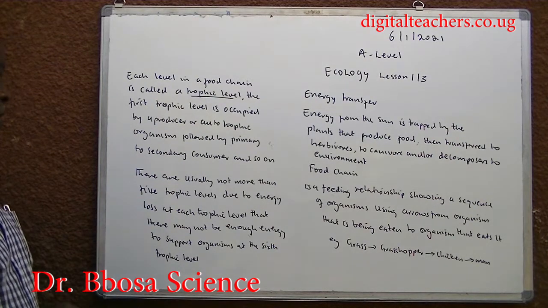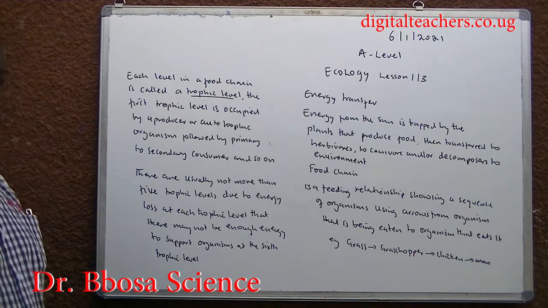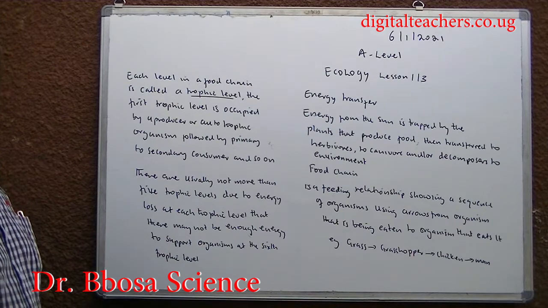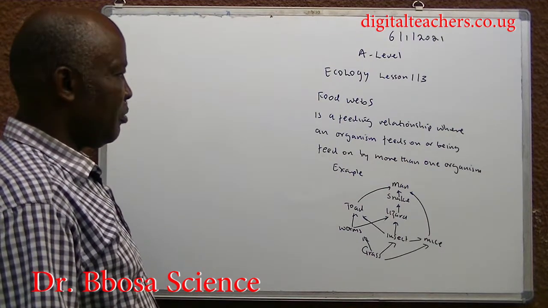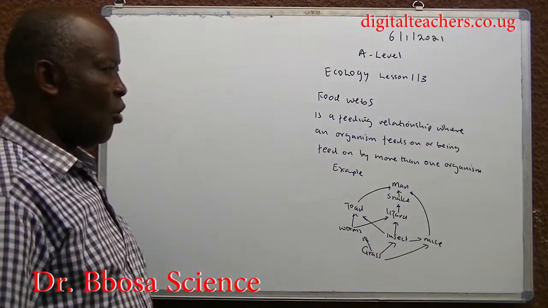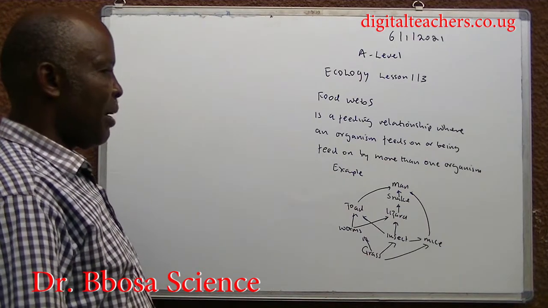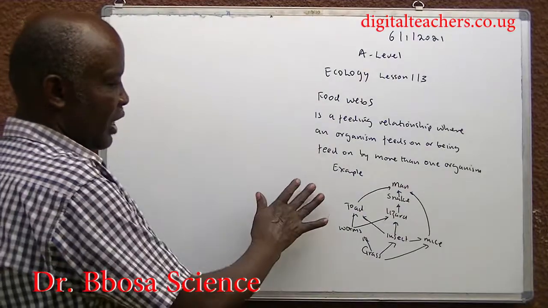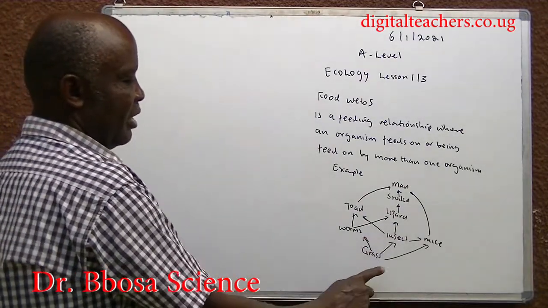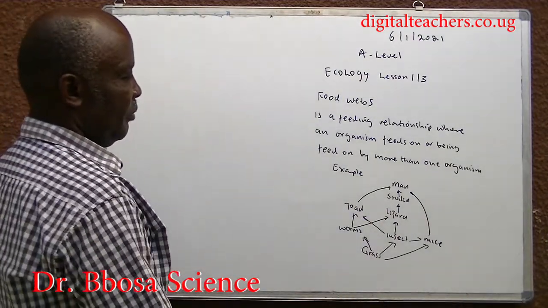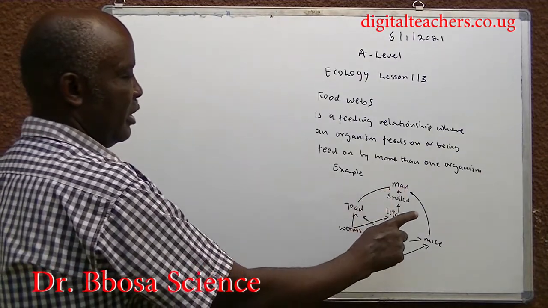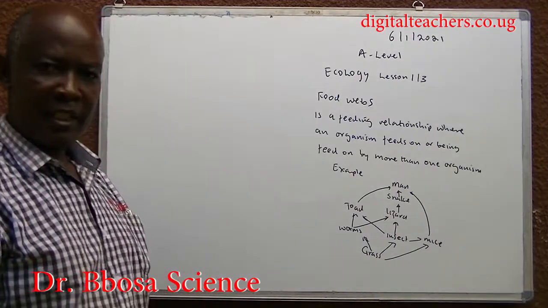There are usually not more than 5 trophic levels due to energy loss at each trophic level, so that there may not be enough energy to support organisms on the 6th trophic level. Food web is a feeding relationship where an organism feeds on or is fed on by more than one organism. For example, worm, insect, mice feed on grass, toad, lizard feed on insect, man feeds on toad, snake, and mice.